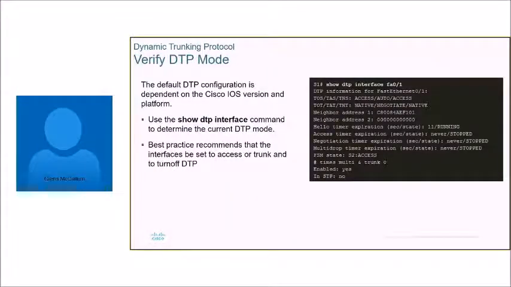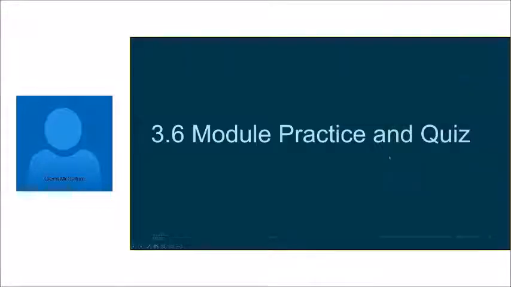You will get warnings. So the default DTP configuration is dependent on the IOS version, and so you can do the show dtp interface command to determine the current DTP mode. And so where are we? I've got to admit I haven't looked at this for a while. Negotiation timer, access timer. So best practice recommends that the interfaces be set to access or trunk and turn off dynamic trunking protocols, because there are actually hacks to get extra access. All right, so switchport mode trunk, both ends, best way to do it.